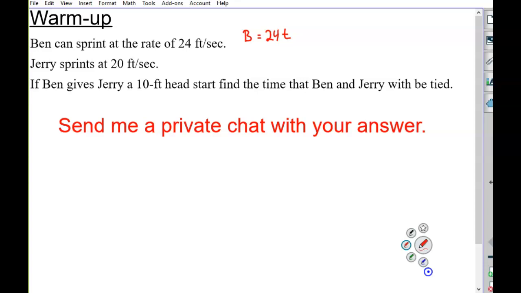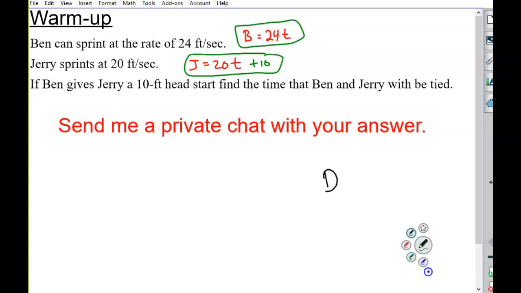And then Jerry is running at 20 feet per second. However, Ben gives Jerry an extra 10-foot head start. So those are the two equations.